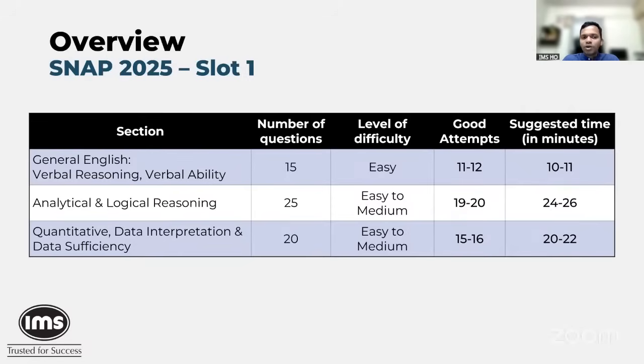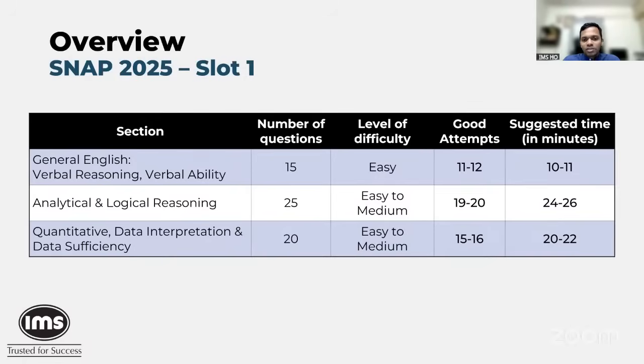Now, speaking of good attempts in each section, in the general English verbal section, out of 15 questions, I think 11 to 12 were accessible for most students. Beyond that, either you know something or you don't, and that is where differentiation happens. You don't need to spend too much time on this. If you're planning to go for Snap 2 or 3, you should not spend more than 10 minutes on the verbal section. That is the plan you should walk in with.